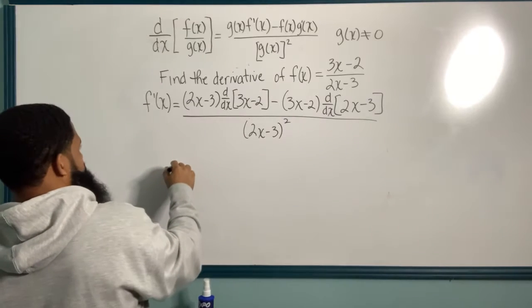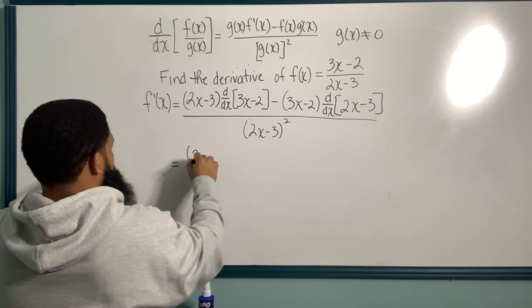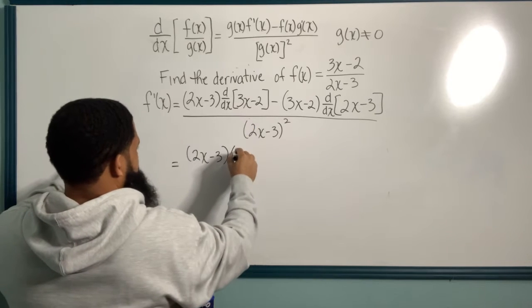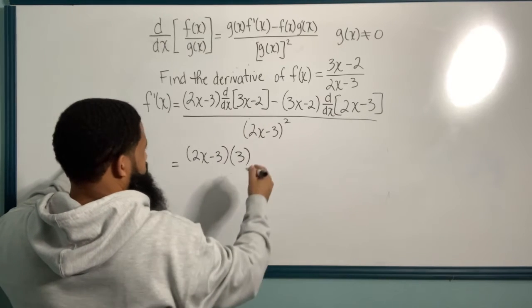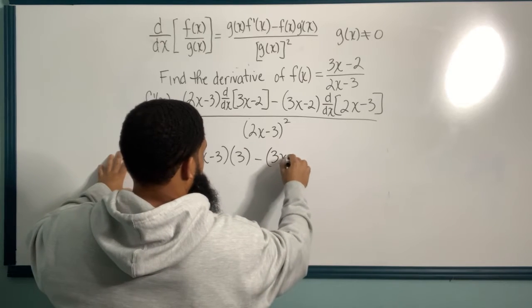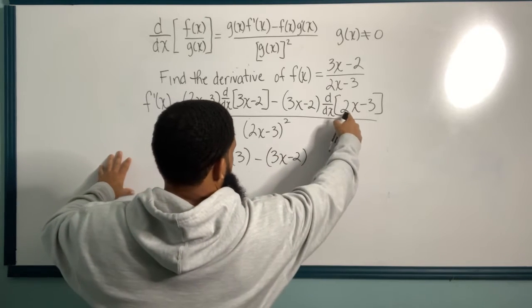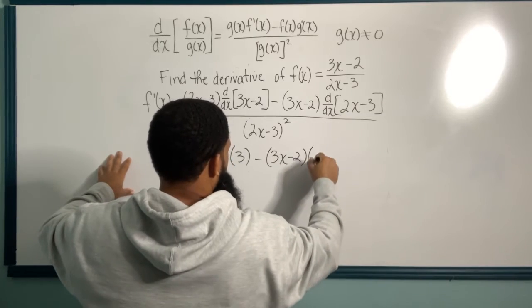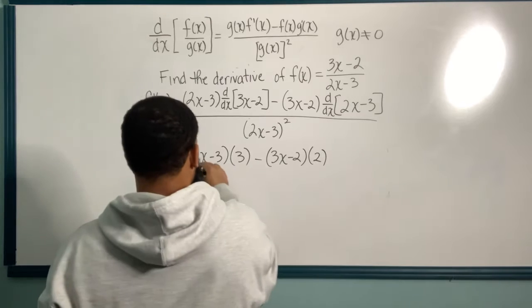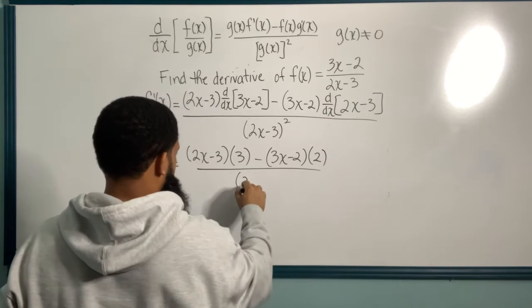All right, here we go. So 2x minus 3. The derivative of 3x is just 3. The derivative of 2 is 0 because it's a constant. 3x minus 2 times the derivative of 2x, which is just 2. The derivative of 3 is 0 again because it's a constant. And then we just keep the denominator like it is.